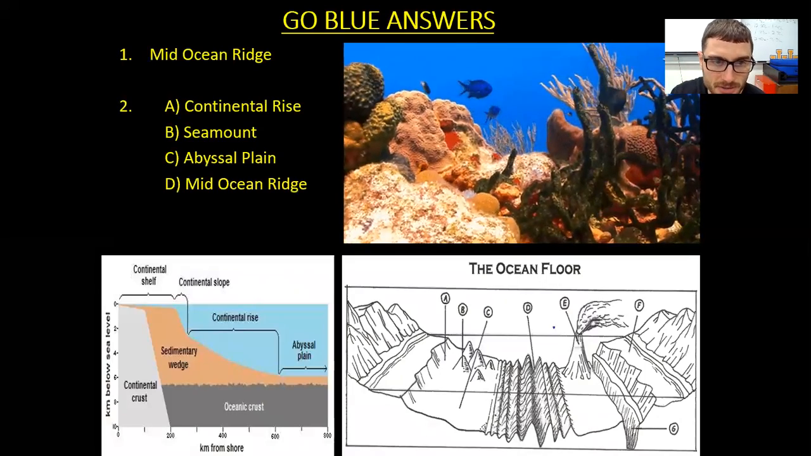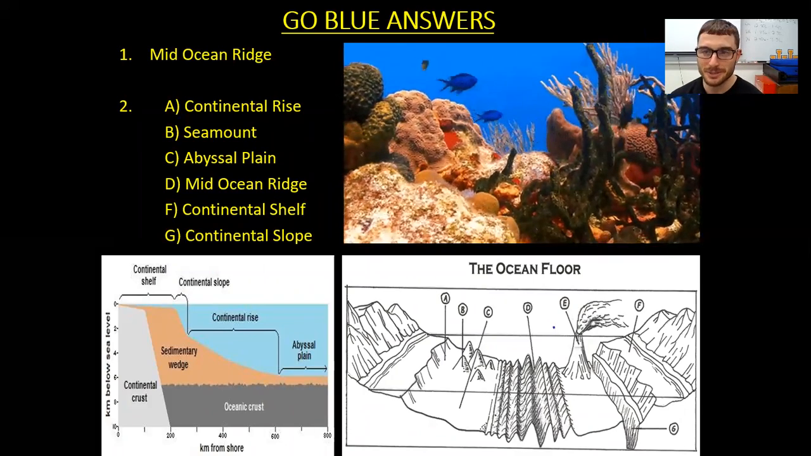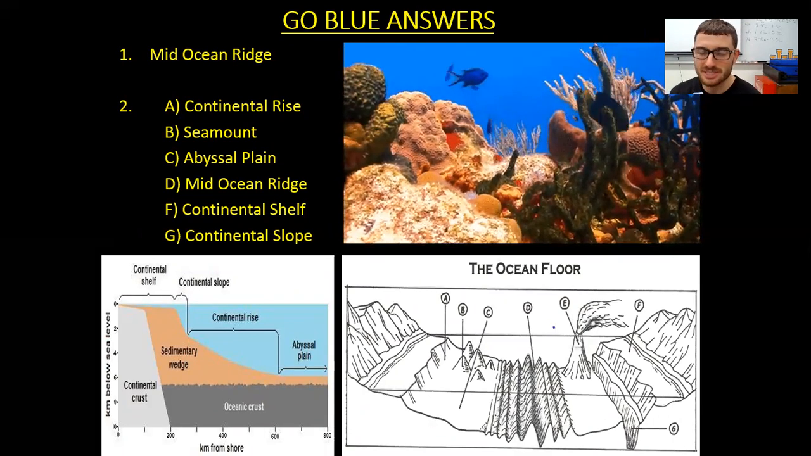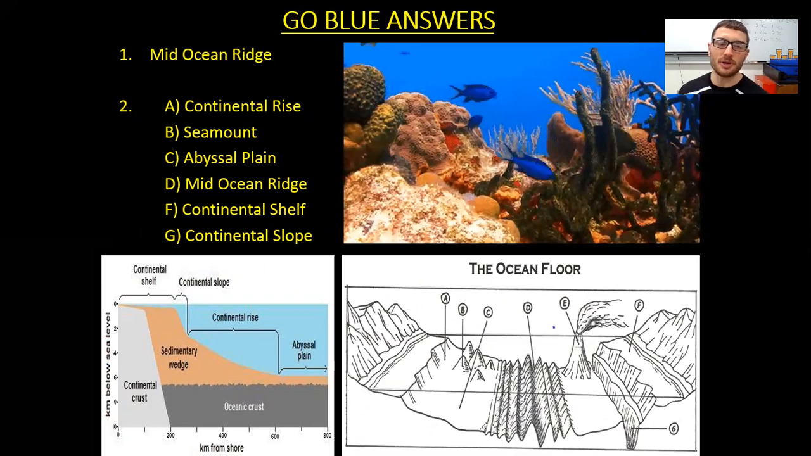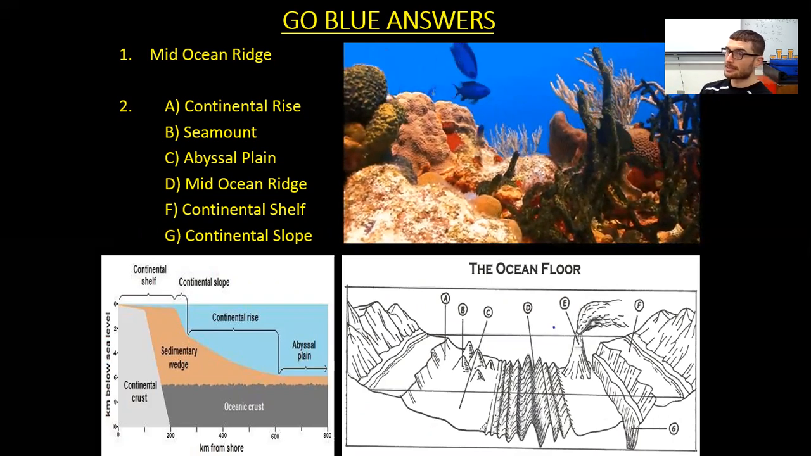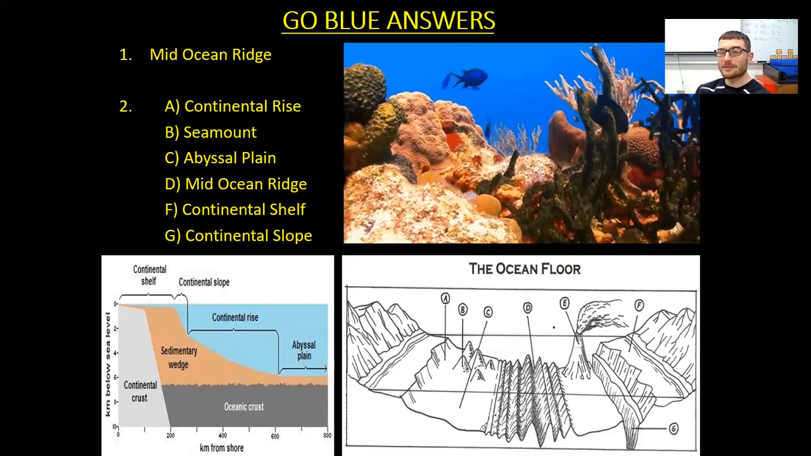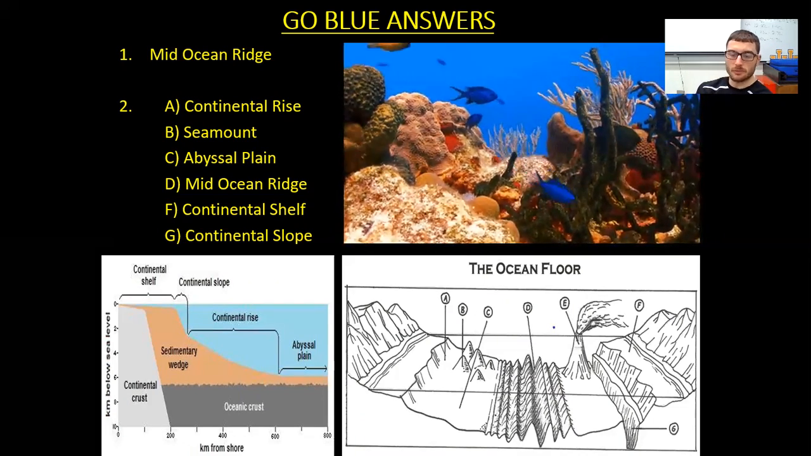So those are going to be your answers. You're going to have those on page 17. My bad, not rise. Continental slope, guys. G is the continental slope. But those are going to be the answers for our Go Blue. Again, could be on the notebook check coming up here next week, I'm thinking, for your different seafloor components.